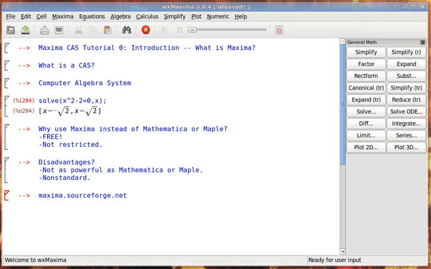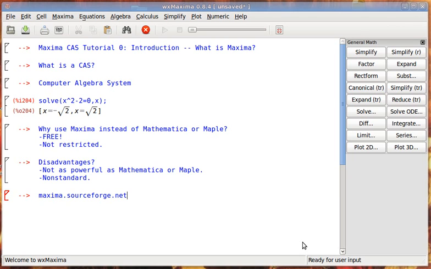wxMaxima, I'm pretty sure, comes with the standard Windows Maxima installation that you'll find from SourceForge, because I don't remember installing it separately on my Windows partition. And there is no wxMaxima for Mac OS. But there is xMaxima. It's just called xMaxima. And I've never used it. I think it's the older GUI or something. I have no idea what it's like.